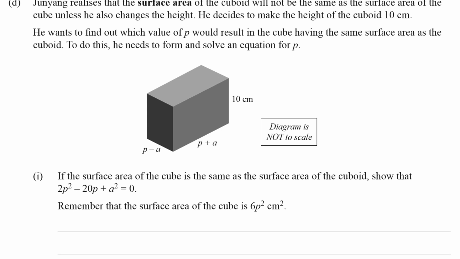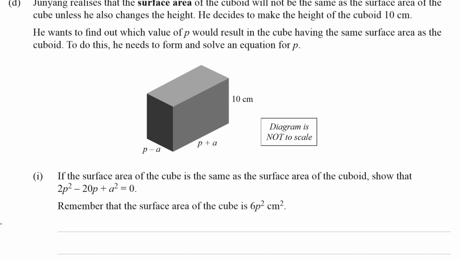So, part 1. If the surface area of the cube is the same as the surface area of the cuboid, show that this equation holds. For the surface areas to be the same, they must equal each other, right? And then that'll give us an equation, and that'll boil down to this equation.